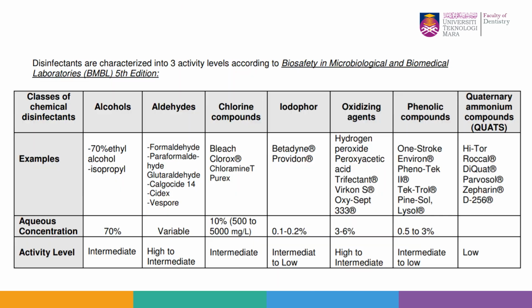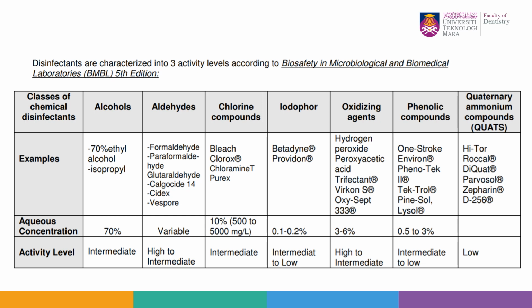Let's move on. All right, so this is again the examples of disinfectants, which are categorized into three activity levels that you can see here: intermediate, high to intermediate, intermediate to low, and then the low ones. Just showing you the products. You might recognize some of the products, Clorox, one of the common ones, Betadine, that you might find in the pharmacy or in the supermarket. And you probably notice Lysol is here too. So these are using different types of disinfectants.